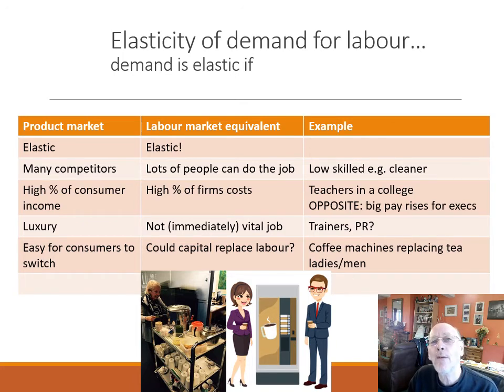In the product market, if it's easy for consumers to switch, for example, if you've got an old style camera, you can easily switch to a mobile phone to take photos, then that makes demand for cameras elastic. The equivalent for that in the labour market is if it's easy for an item of capital equipment to replace that labour.